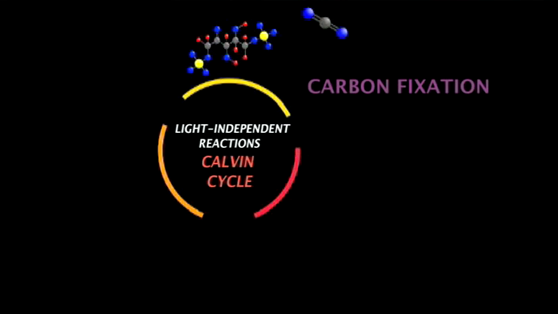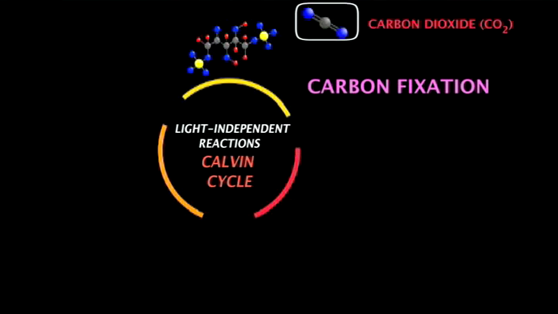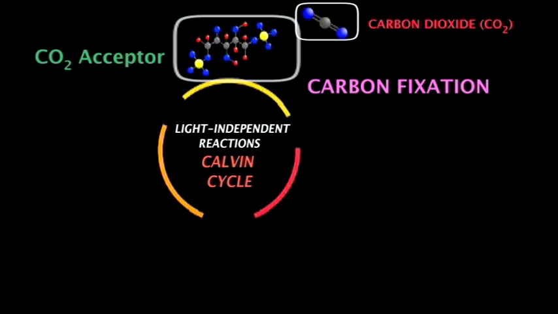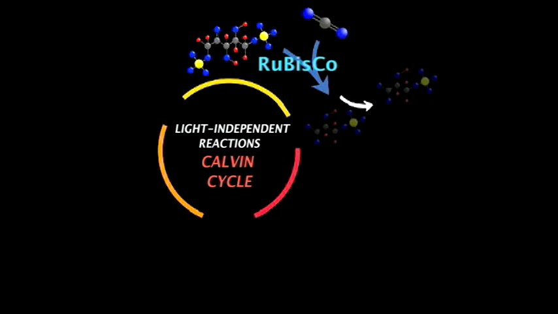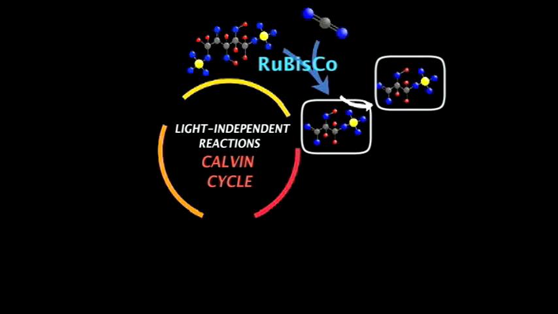The Calvin cycle begins with the critical process of carbon fixation, which occurs when a carbon dioxide molecule is added to a CO2 acceptor molecule known as ribulose bisphosphate, or RuBP, which contains 5 carbon atoms and 2 phosphate groups. This reaction, which only occurs in the presence of an enzyme known as rubisco, produces an unstable 6-carbon product that immediately splits into 2 identical 3-carbon sugar compounds known as 3-PGAs.